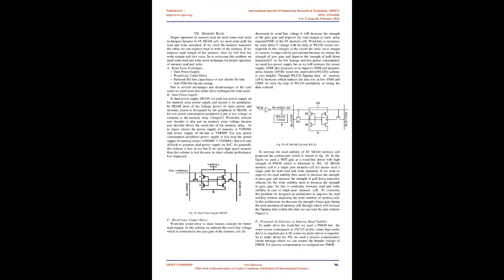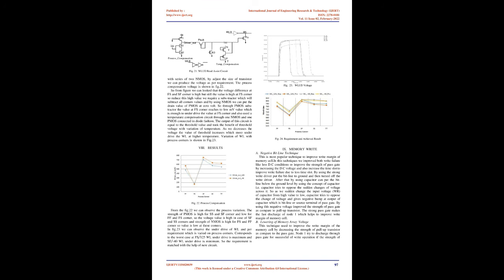To underdrive the word line we used a PMOS, but the worst corner corresponds to FS/125. At this corner a high underdrive is required, and at the SF corner no underdrive is required. So to underdrive the WL we need a process compensation circuit through which we can control the bleeder voltage of the PMOS. For process compensation we designed one PMOS with a series of 2 NMOS. By adjusting the size of the transistors we can produce the voltage as per requirement. The process compensation voltage is shown in figure 22.